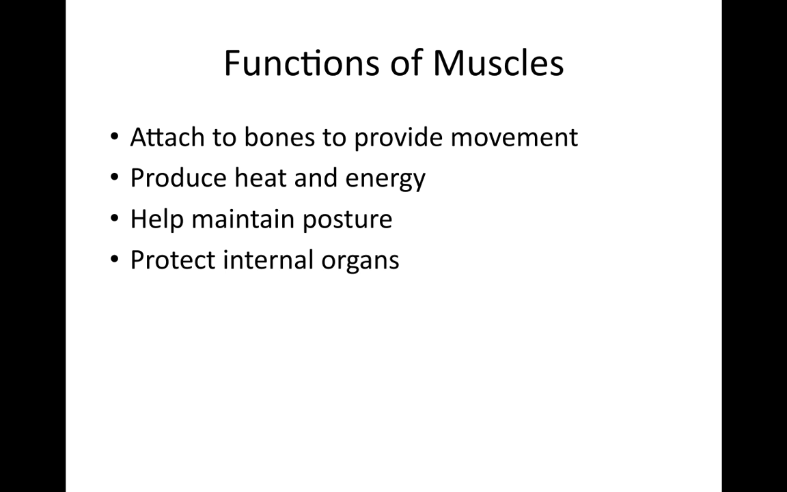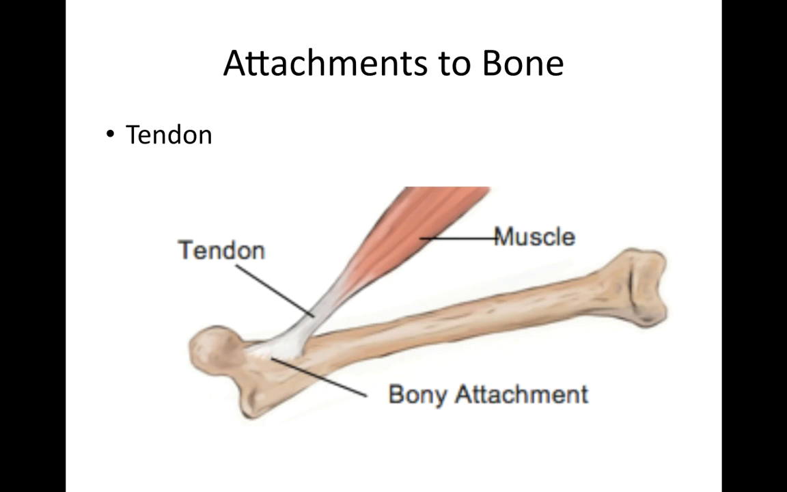Muscles help you maintain your posture, and they also protect your internal organs. We talked a little about how a muscle attaches to a bone by way of a tendon. If you remember back to section 4, the skeletal system, your bones are connected to each other through ligaments, which are made of connective tissue. Your tendons are also connective tissue, but they specialize in attaching muscle to bone.